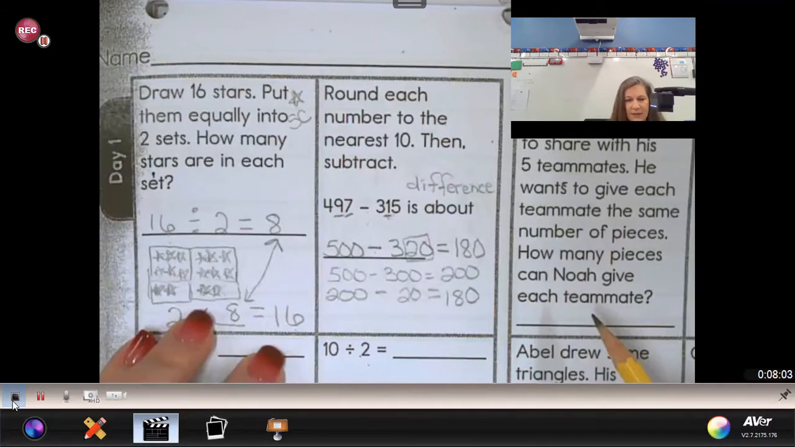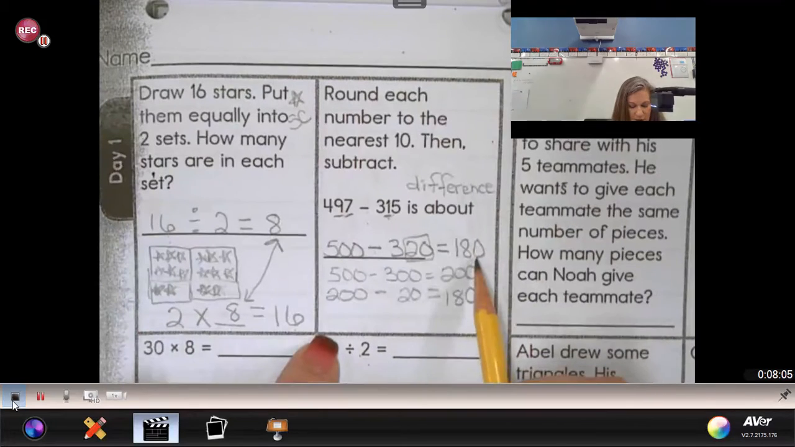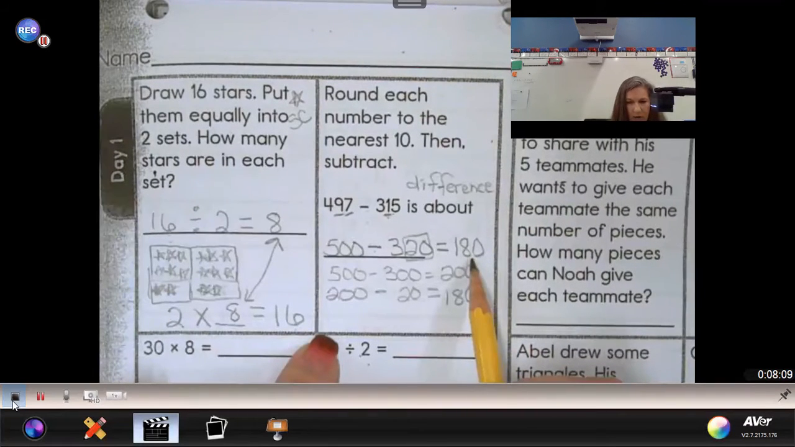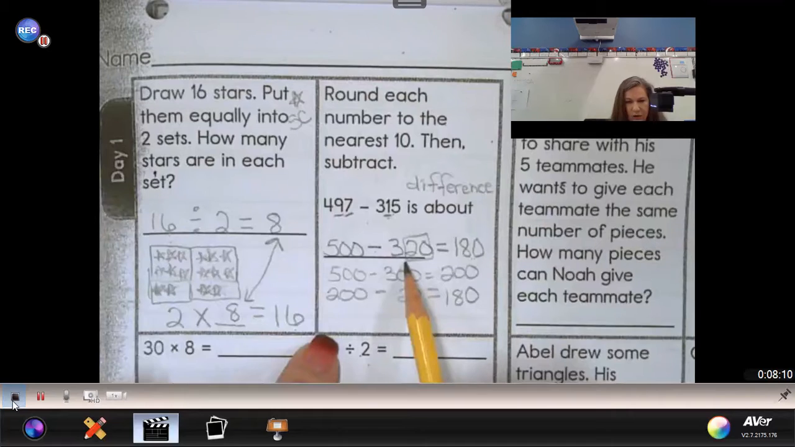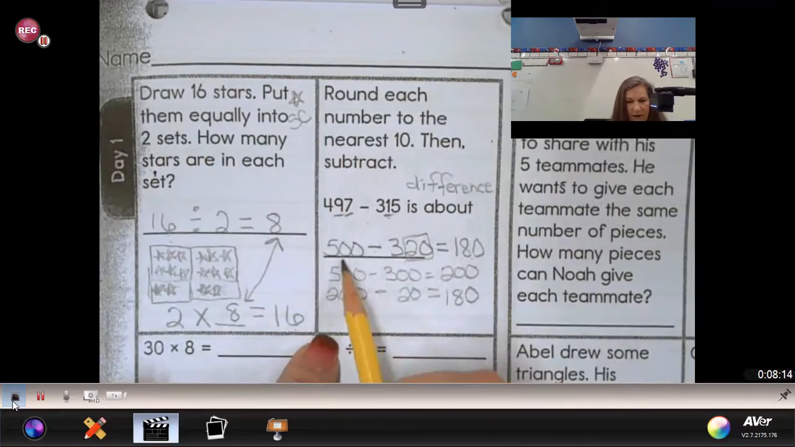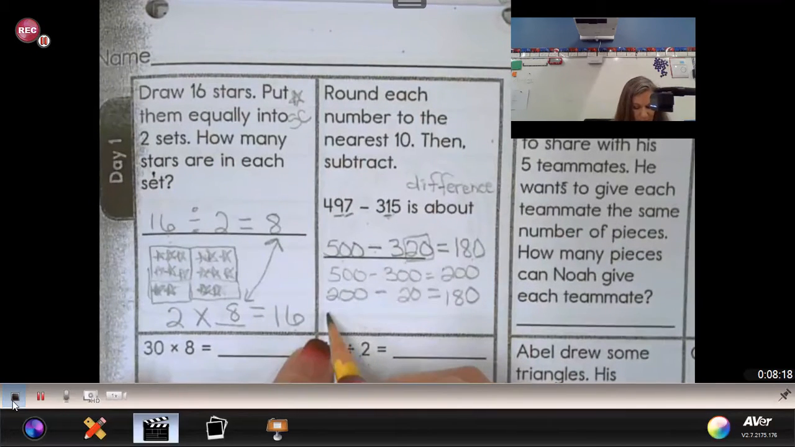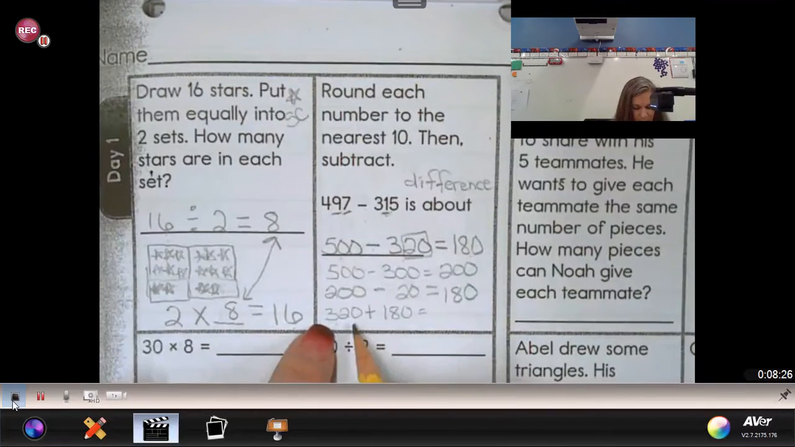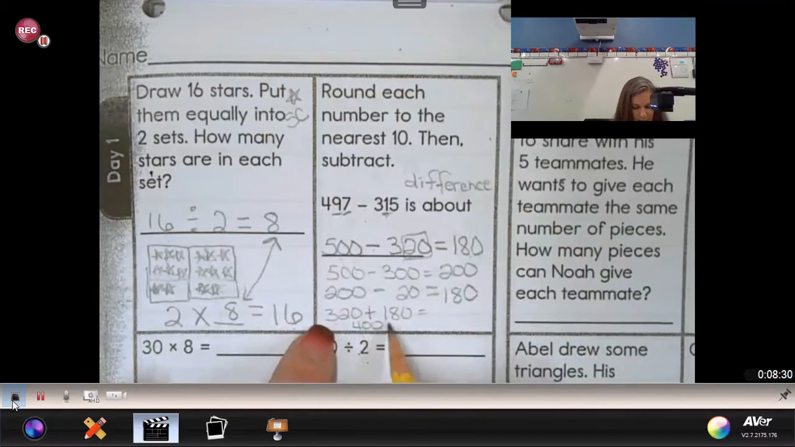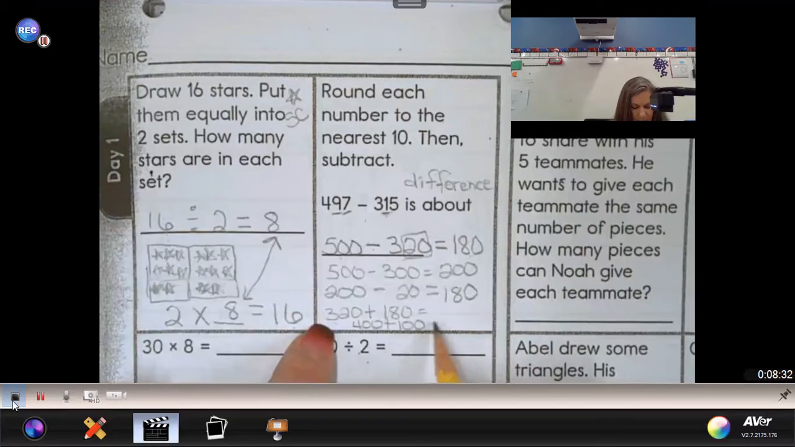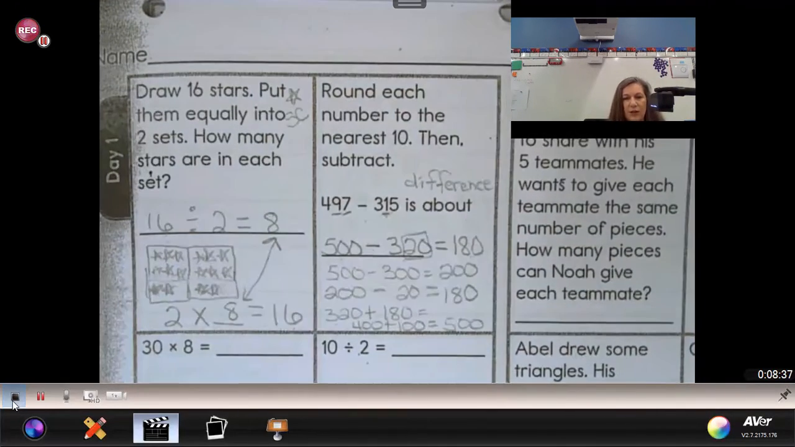Now, to check this, I would use addition to see if 180 plus 320 gives me 500. We check using addition. So if I were going to check my subtraction, 320 plus 180, well, 300 and 100 gives me 400, and 80 and 20 gives me another 100 that I'm regrouping, and that gives me 500. So we did our subtraction correctly.